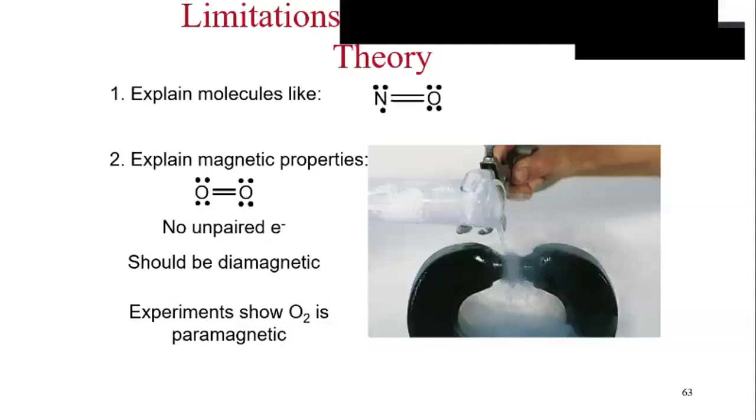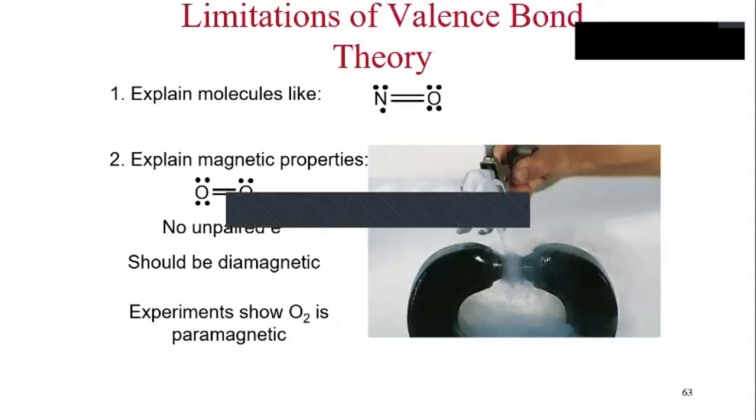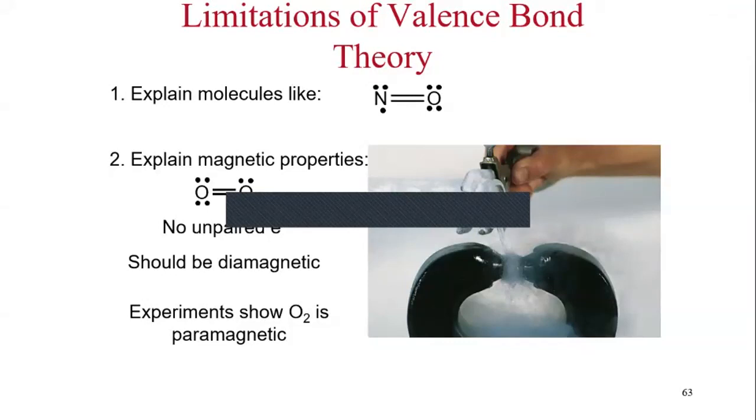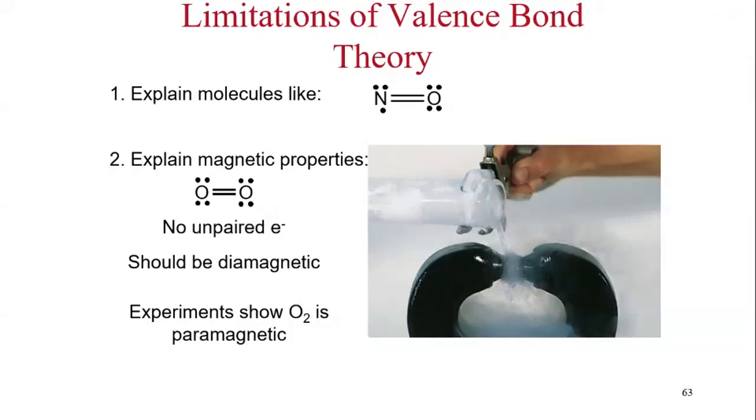In our last lecture, we discussed that there are some flaws, some shortcomings in this theory that are hard to explain. For example, valence bond theory has a problem explaining molecules like nitrogen monoxide, where you don't have pairs of electrons. Secondly, valence bond theory is not good at explaining magnetic properties.